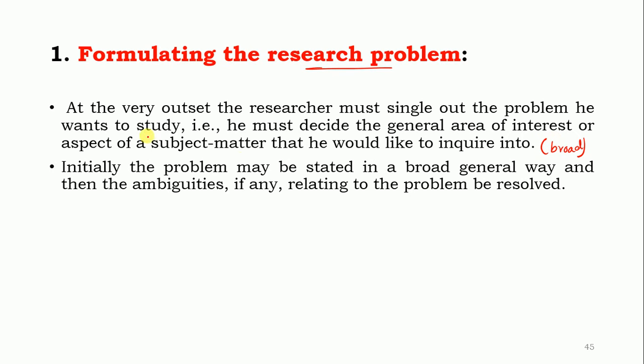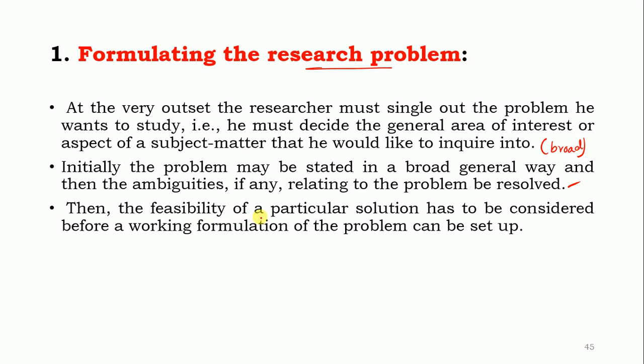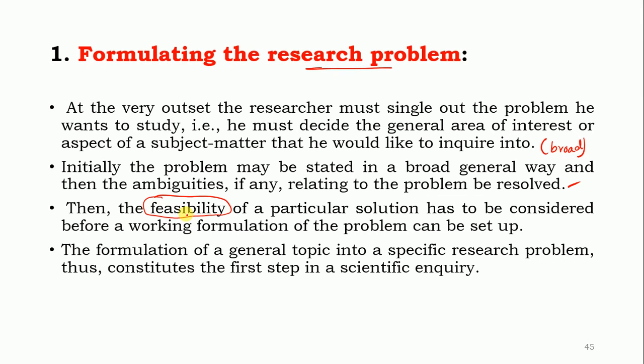Okay, next point: initially the problem may be stated in a broad general way and then ambiguities, if any, relating to the problem will be resolved. The broad area will be defined. Then the feasibility of a particular solution has to be considered before a working formulation of the problem can be set up. So we have to check the feasibility of the problem also. You should not select a problem which is not possible at your level. Your level means in your laboratory, in your place. If it is not possible, then you should not select such a kind of problem. Okay, that's what you have to remember.